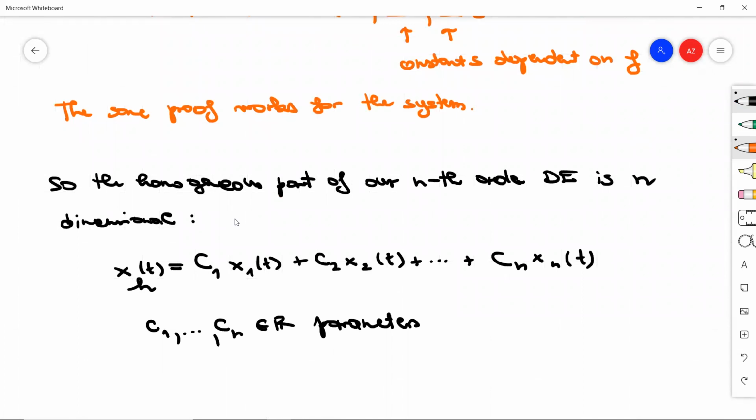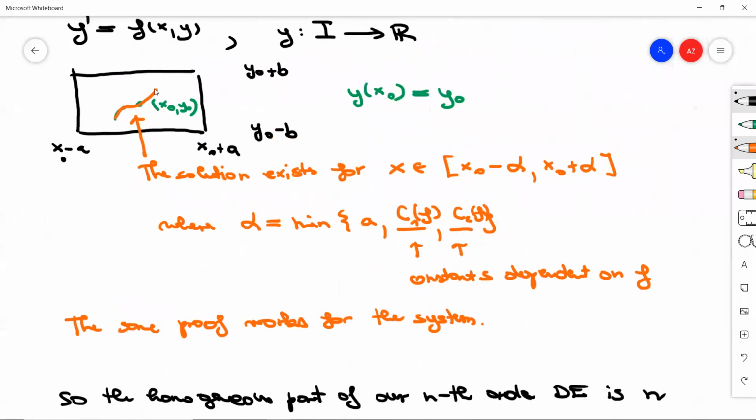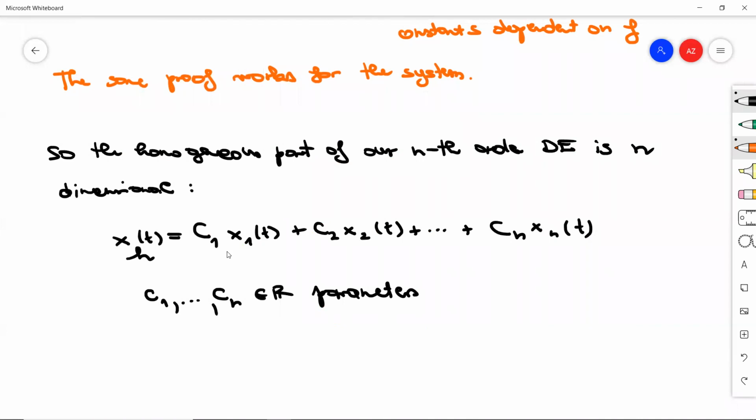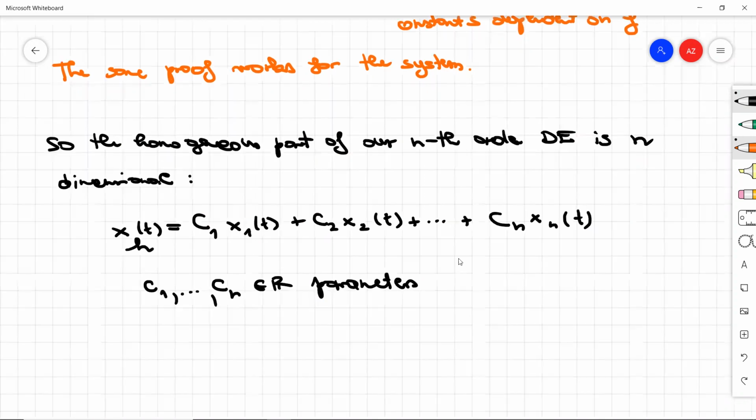So how would we determine the value of those parameters? If we want a specific solution, what do we need to determine the parameters? Some initial condition, yeah. If we look at the upper picture, the initial condition was this green one: y in point x naught should be y naught. Here, the initial condition would be that the value of the vector x in some point t naught is given, and so we get n conditions from which we can determine those c's.